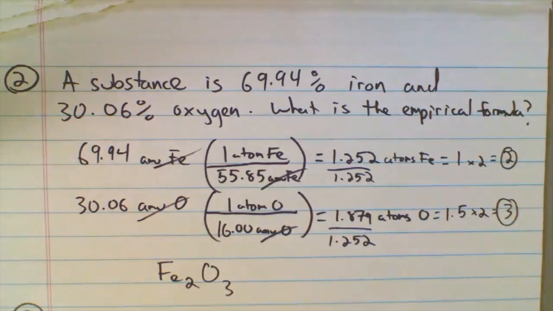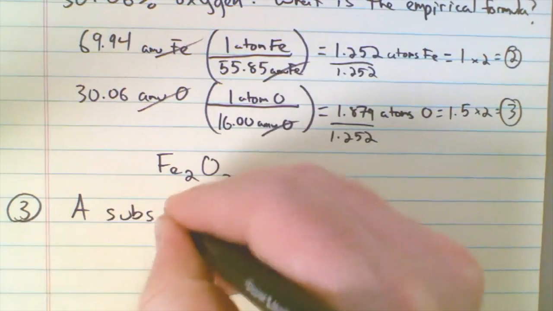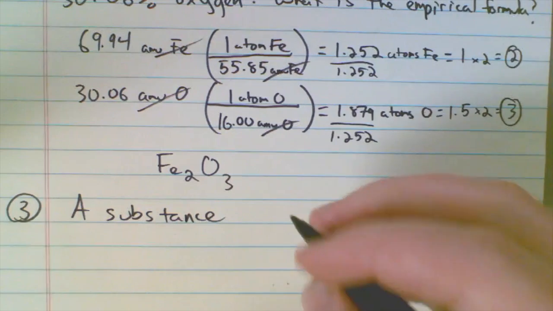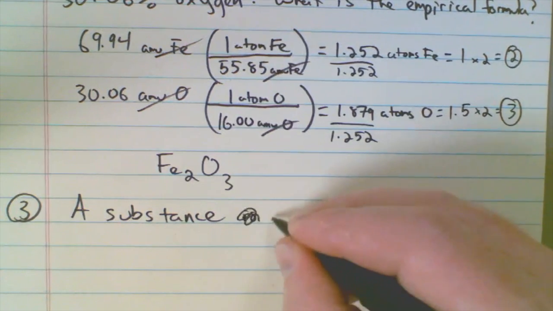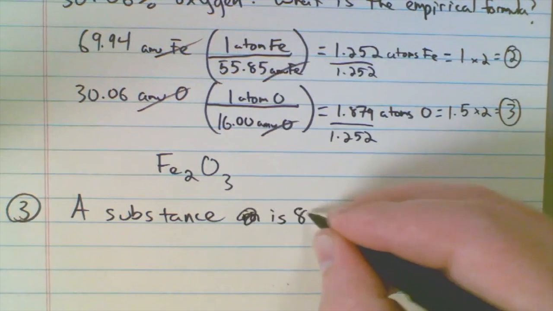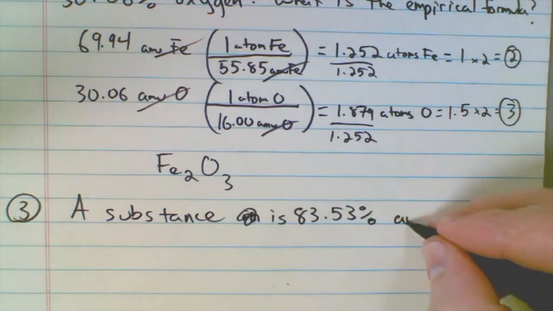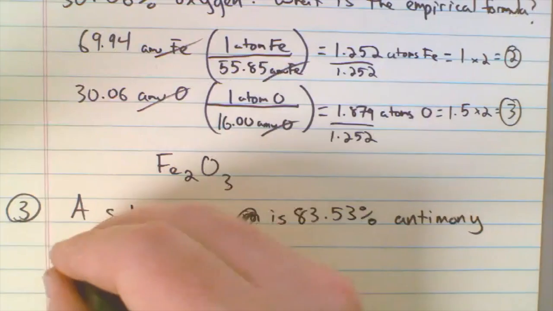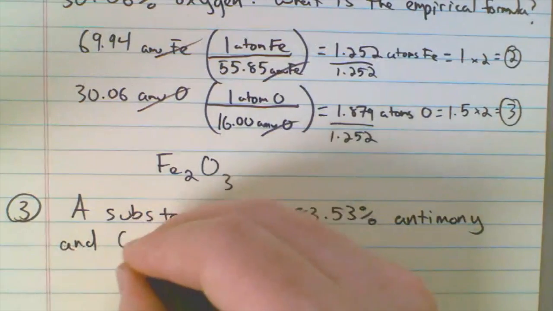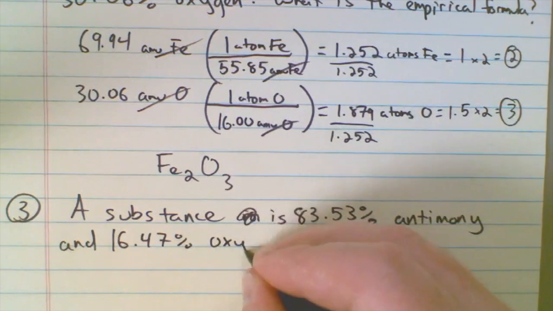All right, now I'm going to show you how to do a molecular one. It's almost the same. So here's our molecular example. A substance is 83.53% everybody's favorite antimony, and 16.47% oxygen.